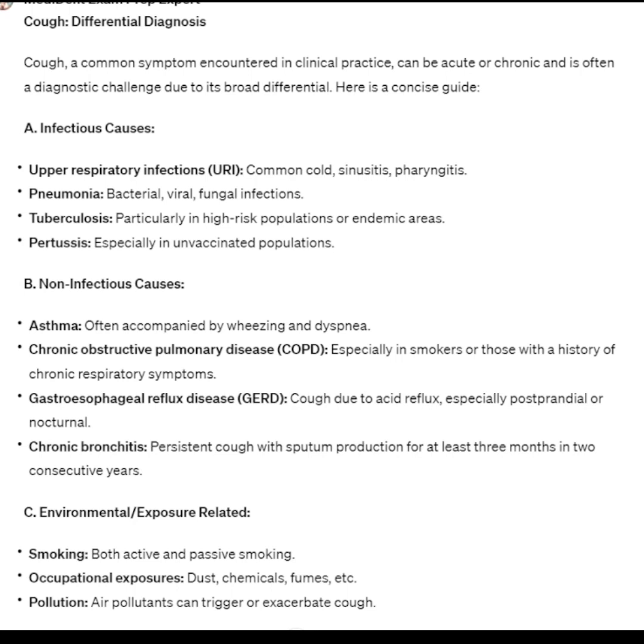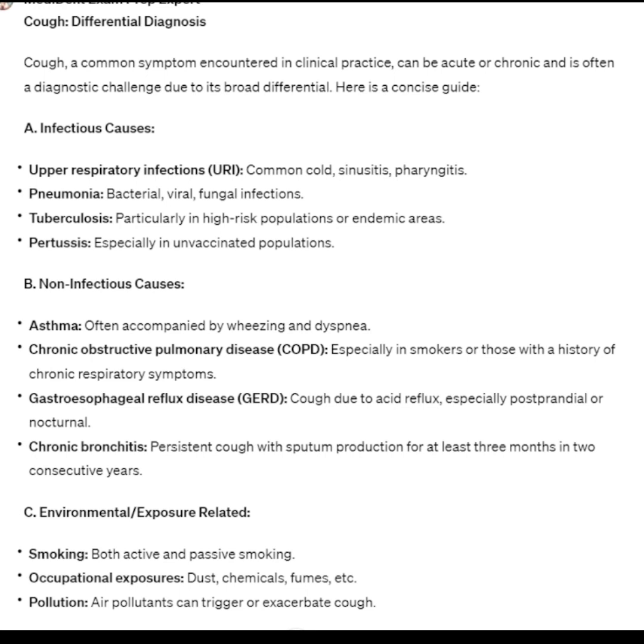B. Non-infectious causes. Asthma, often accompanied by wheezing and dyspnea. Chronic obstructive pulmonary disease, COPD, especially in smokers or those with a history of chronic respiratory symptoms. Gastroesophageal reflux disease, GERD, cough due to acid reflux, especially postprandial or nocturnal. Chronic bronchitis: persistent cough with sputum production for at least 3 months in 2 consecutive years. C. Environmental exposure-related. Smoking, both active and passive smoking, occupational exposures, dust, chemicals, fumes, etc. Pollution: air pollutants can trigger or exacerbate cough.